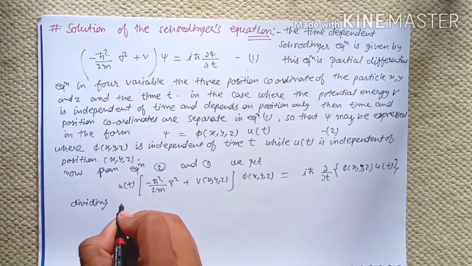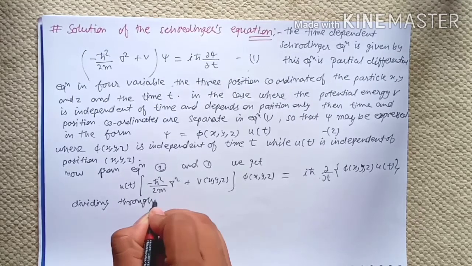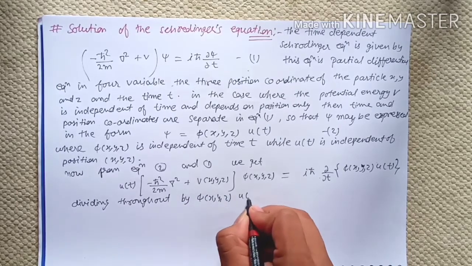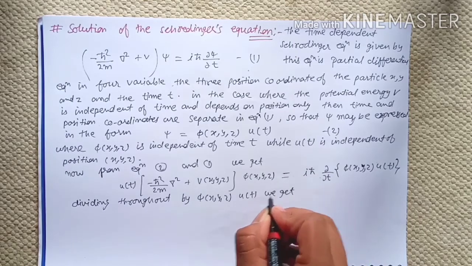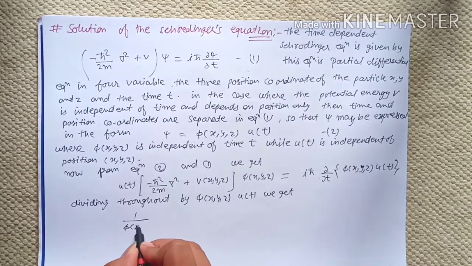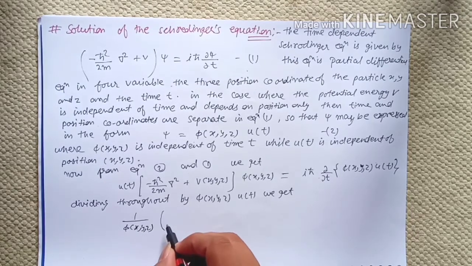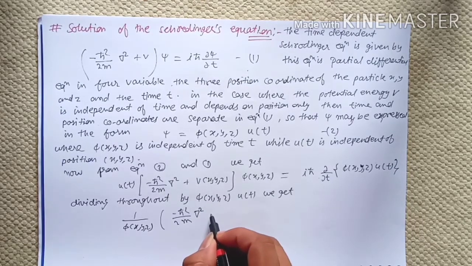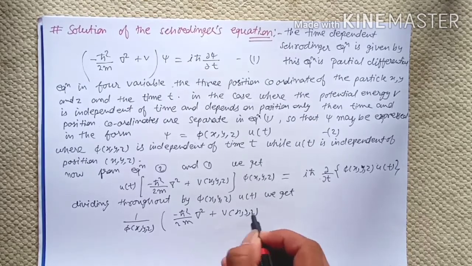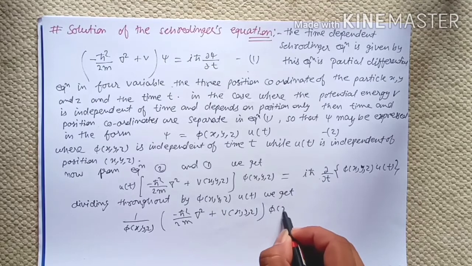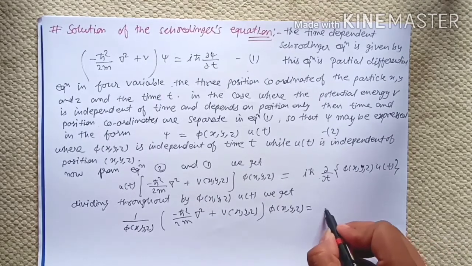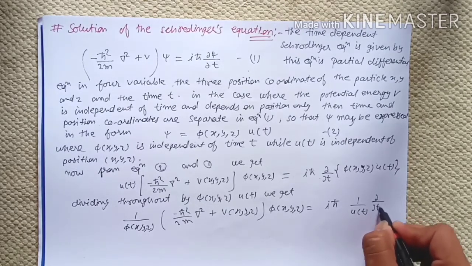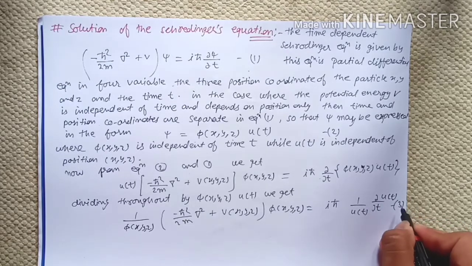Dividing throughout by phi x y z u t, we get 1 by phi x y z, bracket, minus h cut square by 2m del square plus V x y z, phi x y z is equal to iota h cut 1 upon u t del u t over del t. Equation 3.